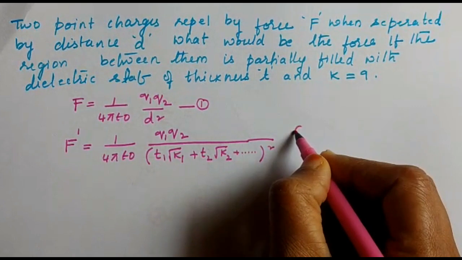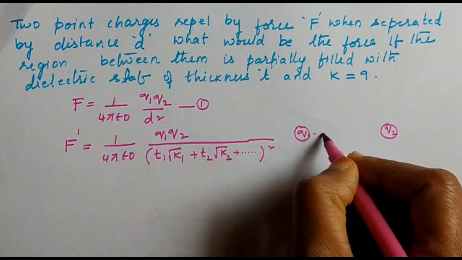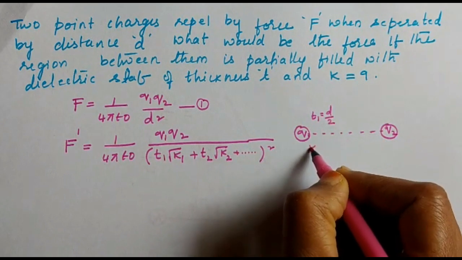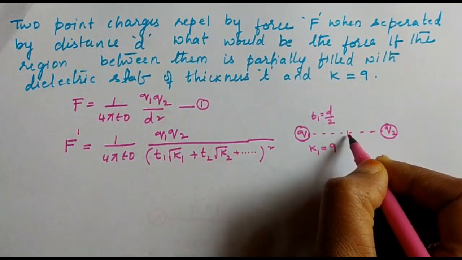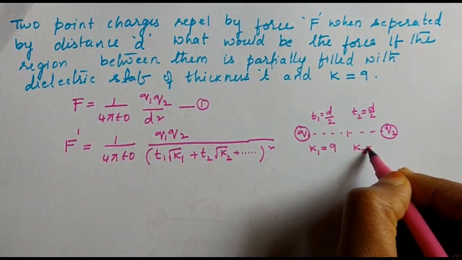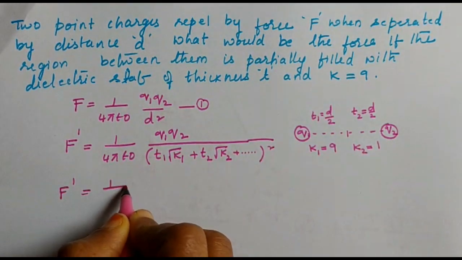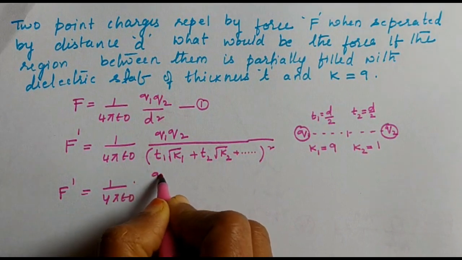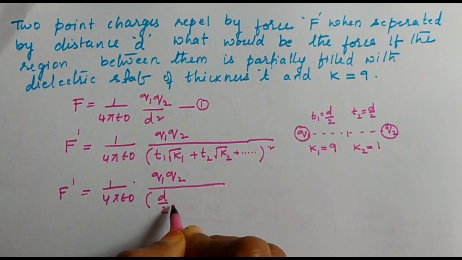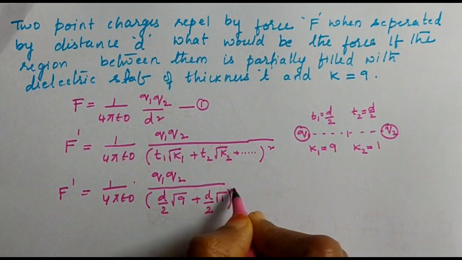Now here in this case we have 2 point charges. Half the distance, that means T1 is equal to d by 2, is filled with k equals 9. The remaining half, so T2 is also d by 2, it is free space, so K2 should be 1. Substitute the values, we get F dash as 1 by 4 pi epsilon naught q1 q2 by d by 2 root 9 plus d by 2 square root of 1 whole square.